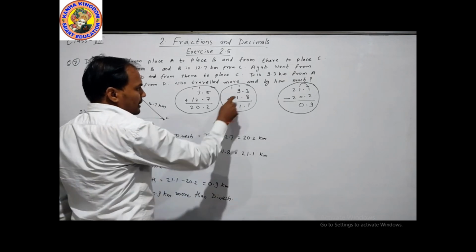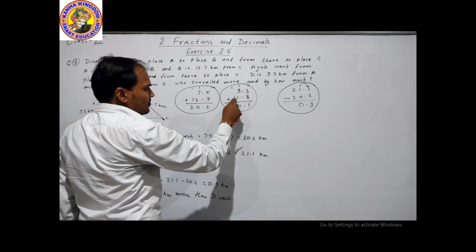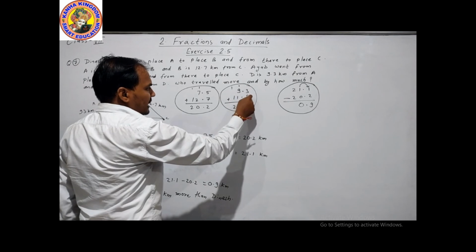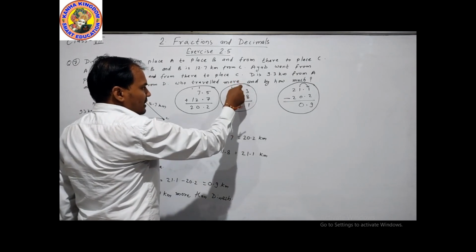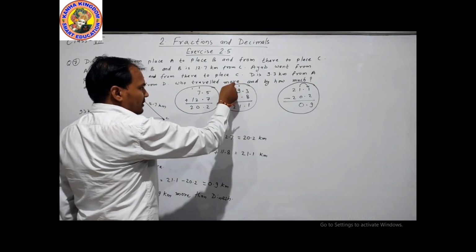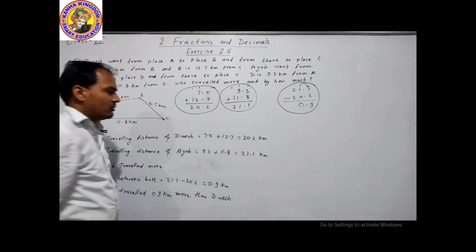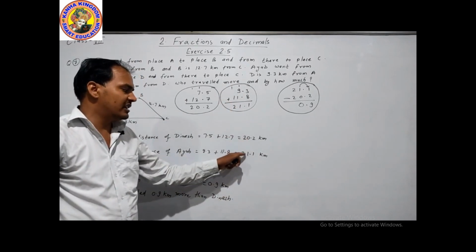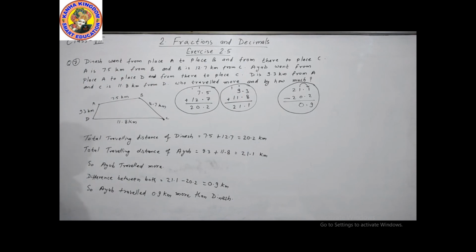The total traveling distance of Ayub's path is 9.3 plus 11.8. Now take it in the rough copy: 9.3, 11.8. 3, 8, 11, 1, 1, 9, 10, 11, 1, 1 and 1, 2, so 21.1. This is 20, this is 21. Who is more? 21 is more.